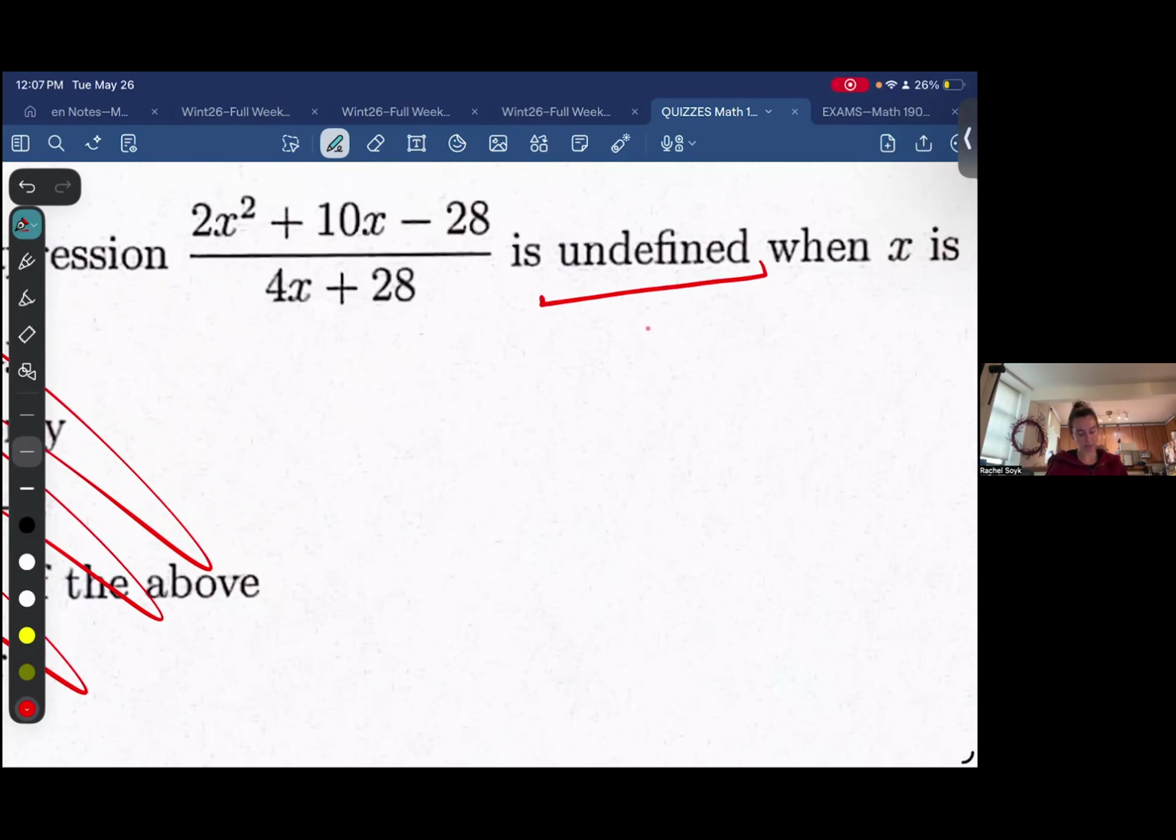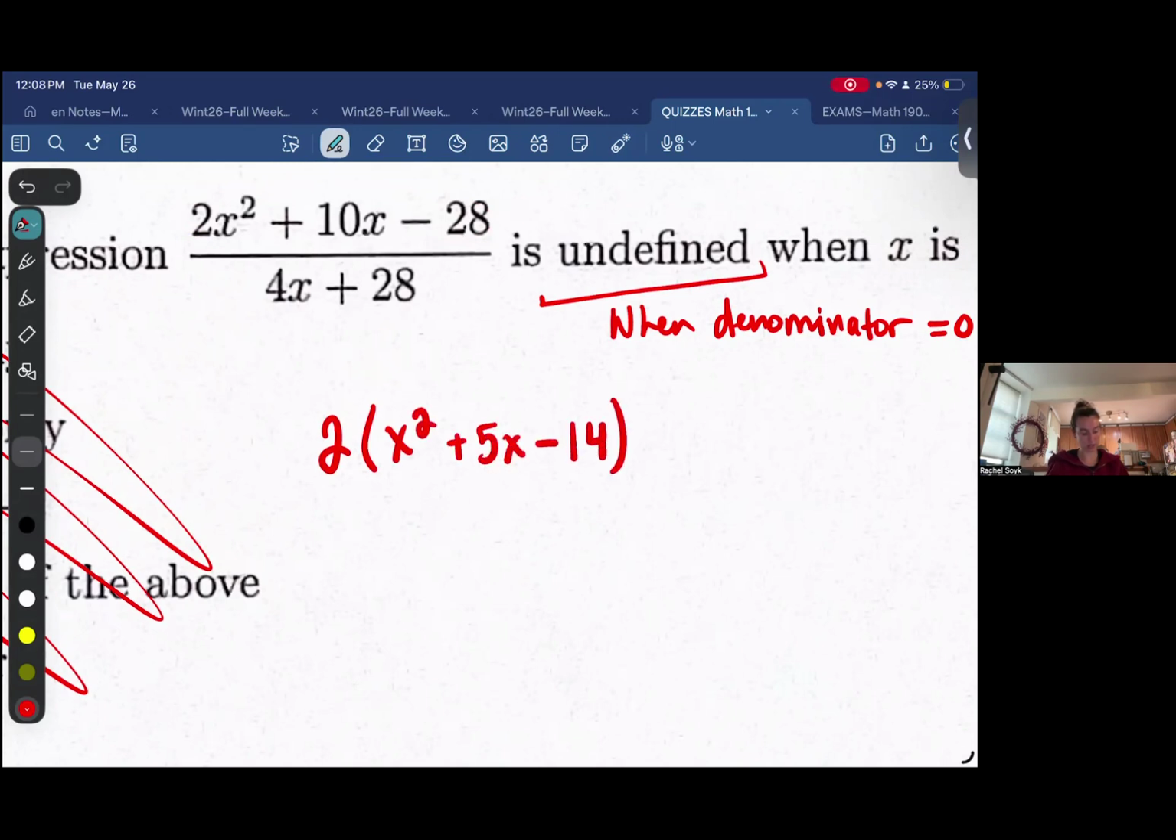Undefined is just when our denominator equals 0. But let's see if we can factor. So we can pull out a GCF in that numerator. Let's pull out a 2. And when we do, we're left with x squared plus 5x minus 14. Let's pull out a 4 in the denominator, and we're left with x plus 7.